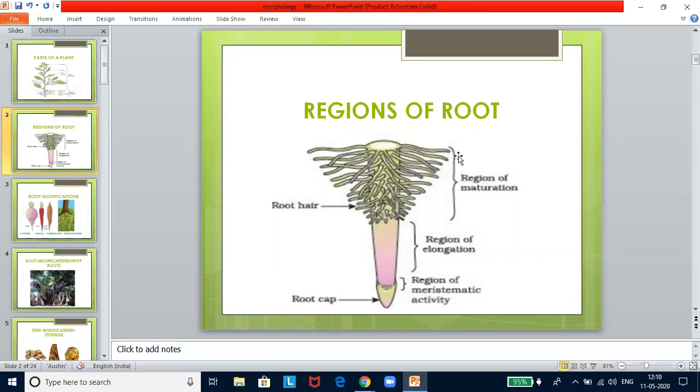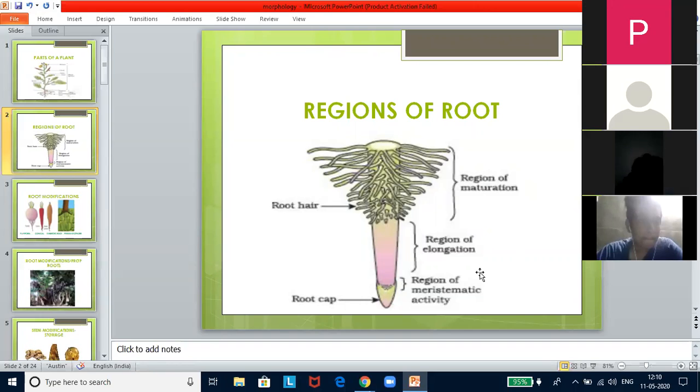Now, if you look at it, these areas are very important. They might give you this figure to identify the region of maturation, region of elongation, region of meristematic activity, or the root cap and root hair. Or they might ask you, root hair arises from.